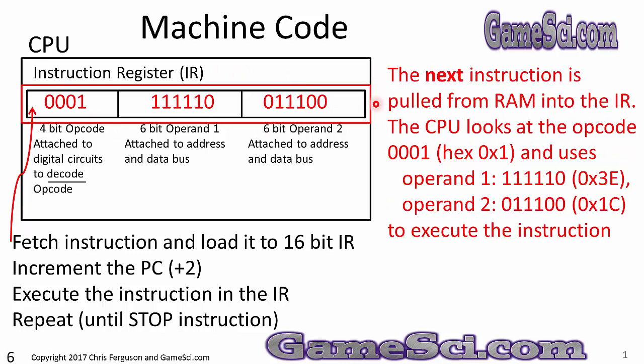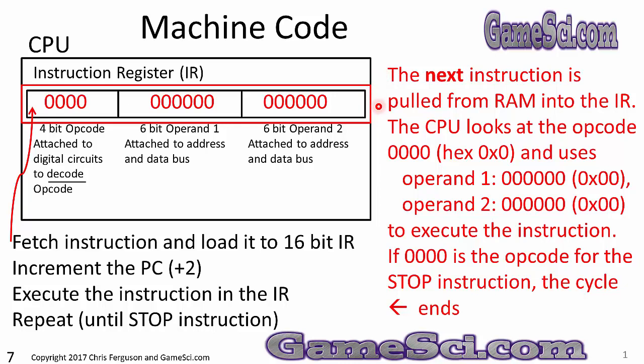The next instruction is pulled from RAM into the IR. The CPU looks at the opcode 0001, which is hex 1, and uses operand 1, 111110, which is hex 3E, and operand 2, 011100, which is hex 1C, to execute the instruction. In this example, I'm just repeatedly fetching instructions and showing you how the CPU works, because that's what the von Neumann instruction cycle says to do. Repeatedly pull an instruction into the instruction register and execute it.